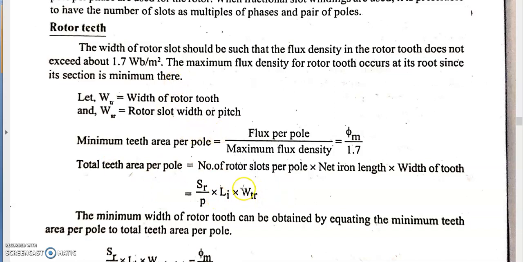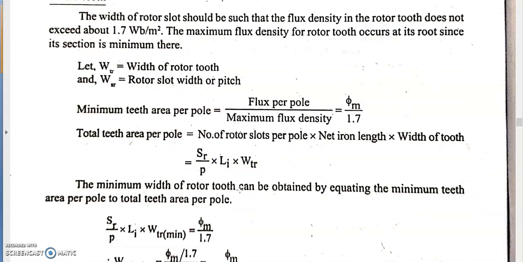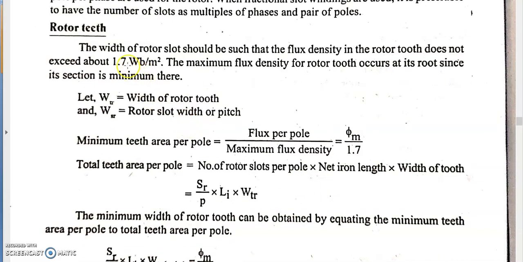Already this procedure we have discussed in detail for the stator teeth also. So for the rotor teeth, the flux density is again very similar to the stator teeth. This is the maximum value of flux density in the rotor teeth also. This condition is also very similar to the stator teeth of an induction motor. In the stator teeth also, the flux density should not exceed 1.7 Wb per meter square.